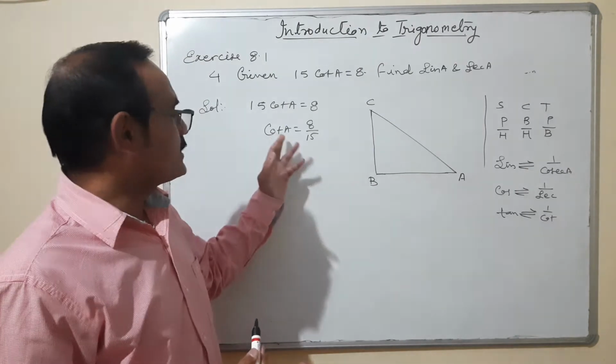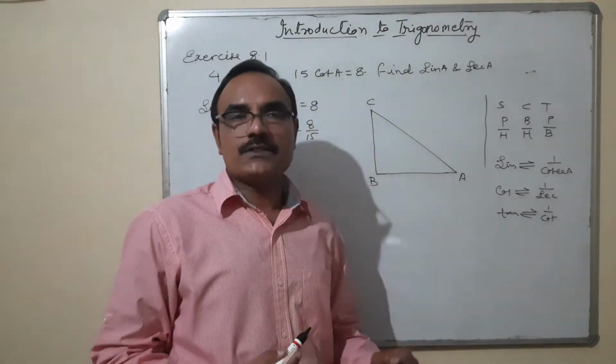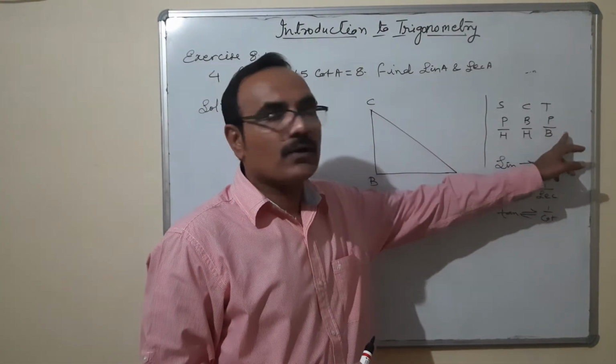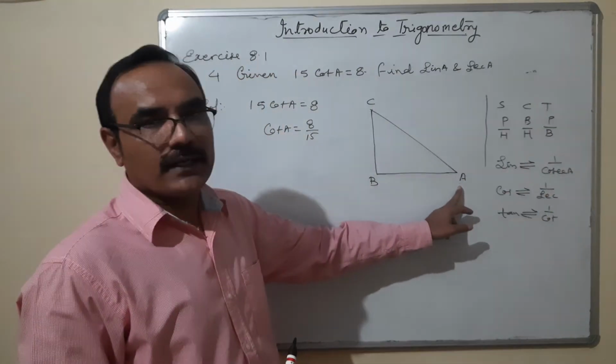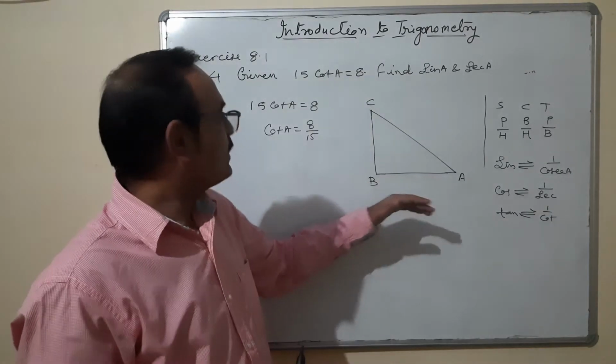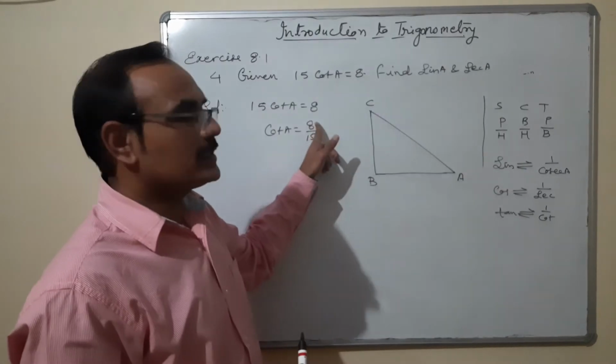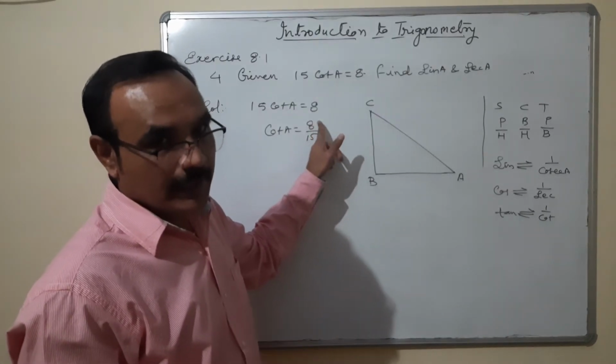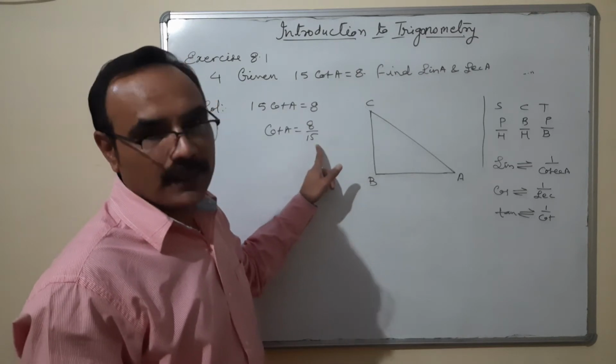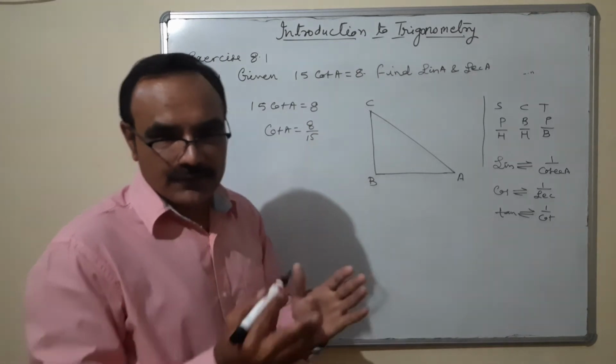Cot is the reciprocal of tan, and what is tan? Tan is perpendicular upon base. Since I have taken A here, the opposite is the perpendicular, and this is the base. So what is cot? Base upon perpendicular. Base is not 8 but 8k, and perpendicular is 15k, because it is a ratio, not a fixed value of the side.